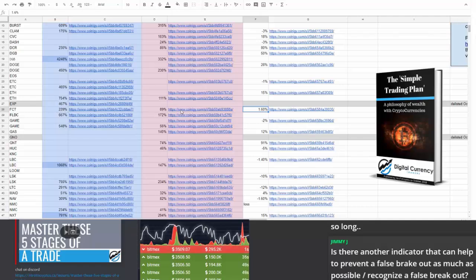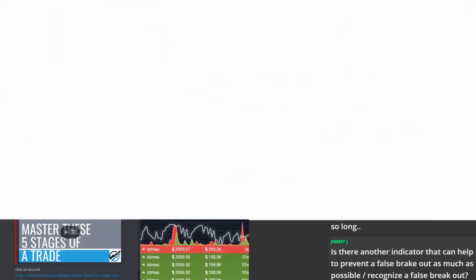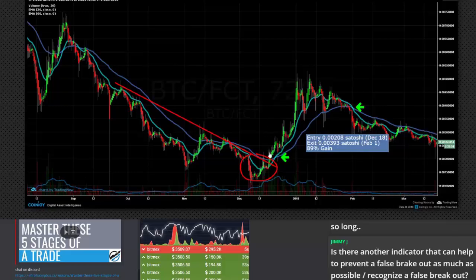Let's go to Factum on the 89% and we'll see a similar pattern where it's come up to a 1, 2, 3 top formation. Here is our trend line break right there. And it's time to get out right at that moment. Then we have the moving average crossover and it's time to get out on the second part of your trade.